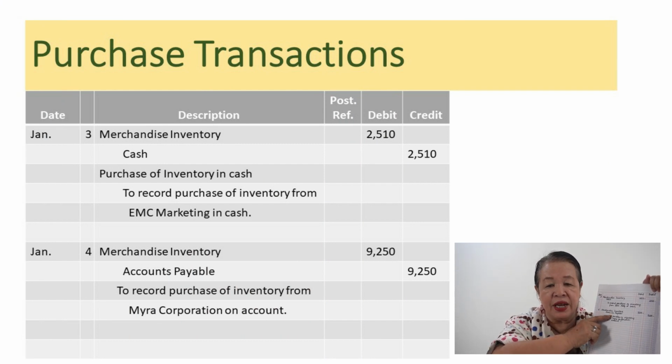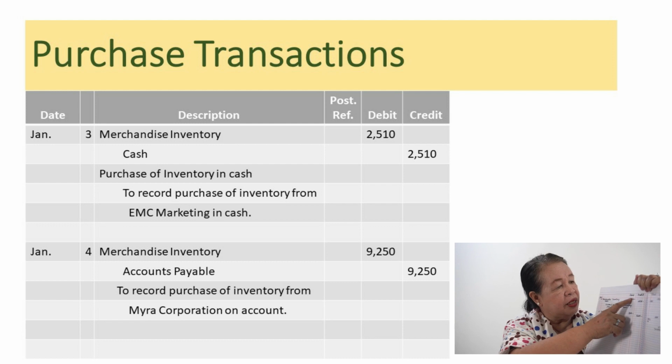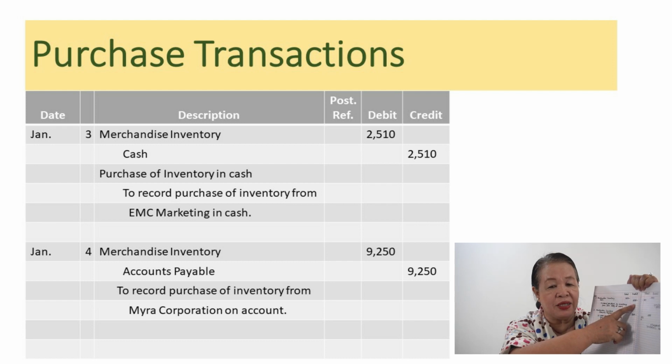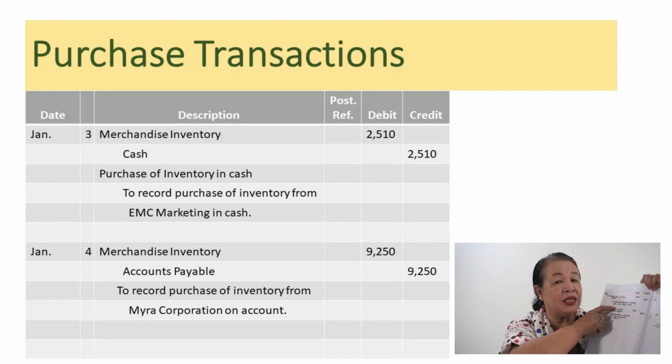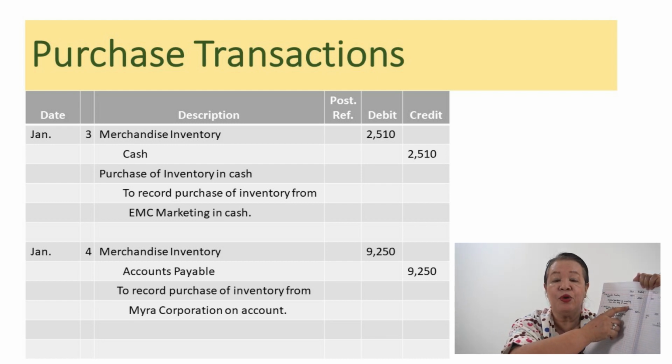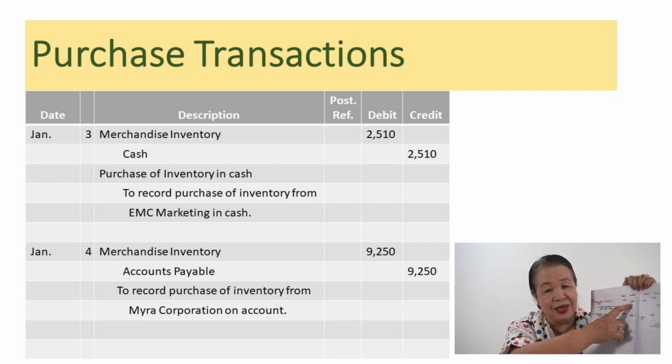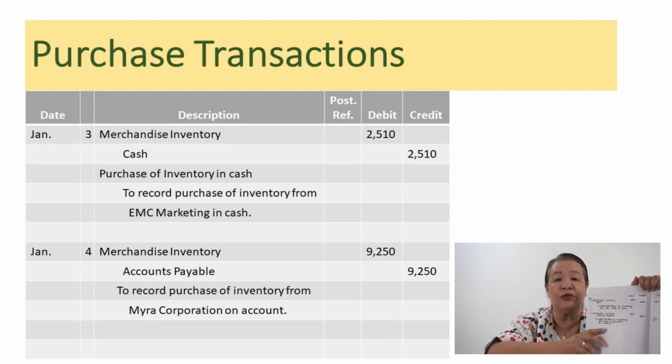We have merchandise inventory debit 2,510 and cash credit 2,510. This is to record the purchase of inventory from AMC Marketing in cash, because we bought merchandise inventory in cash. So we debit inventory and we credit cash. That is the journal entry when we make a purchase.